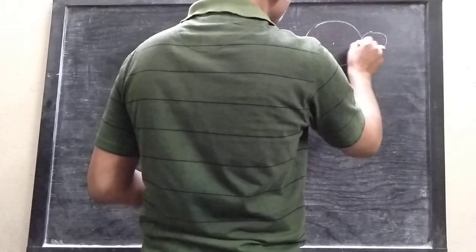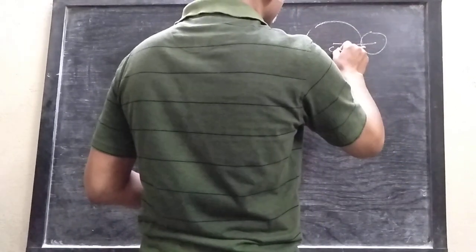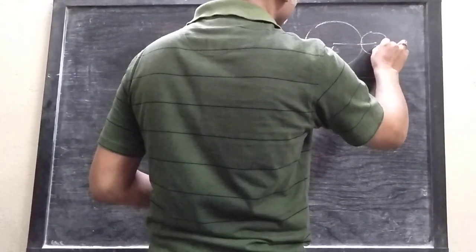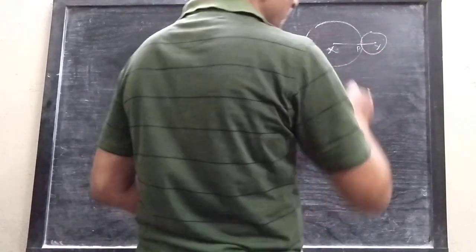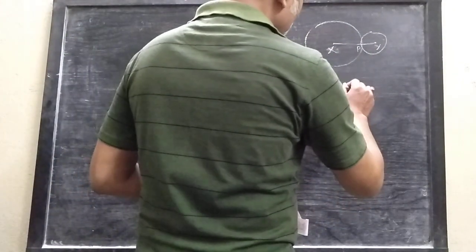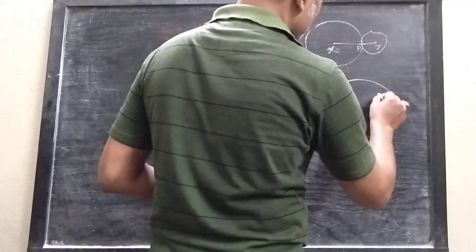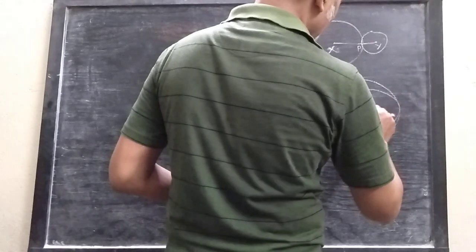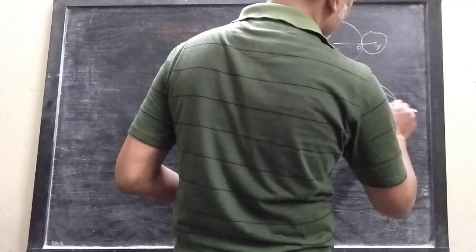Look, when two circles touch each other externally, suppose their centers are X and Y, and say this is their point of contact, then the distance between their centers is equal to the sum of the radii. But when two circles touch internally, like this, then the distance between their centers equals the difference between their radii.